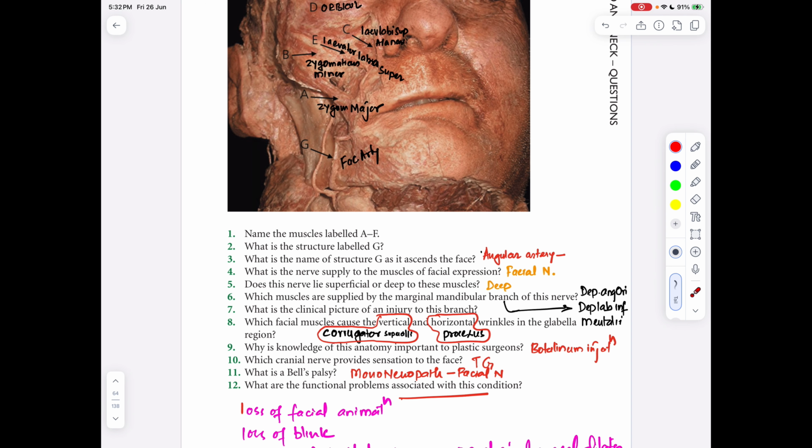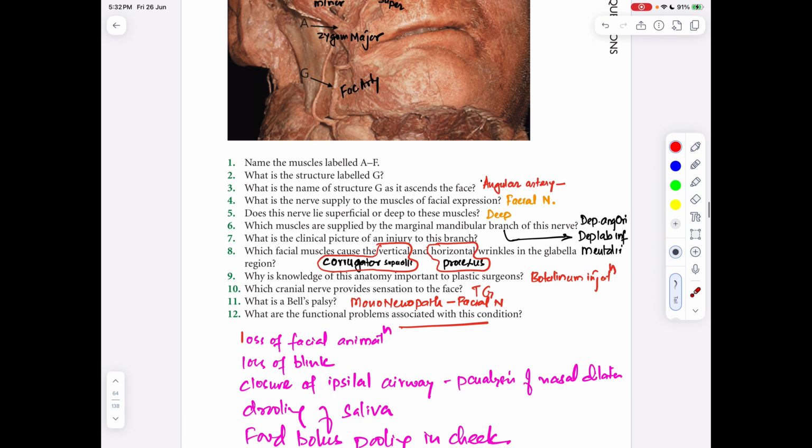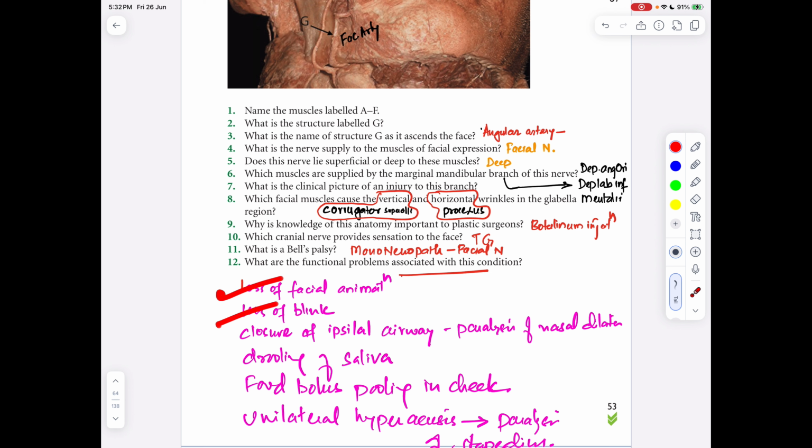What is Bell's palsy, a lower motor neuron facial nerve palsy? Functional problems associated with the condition. So it can be loss of facial animation, loss of blinking, failure of closure of the ipsilateral eye, drooling of saliva.